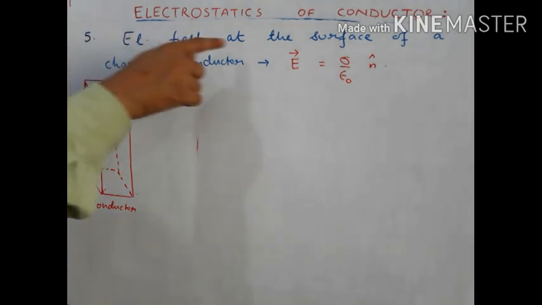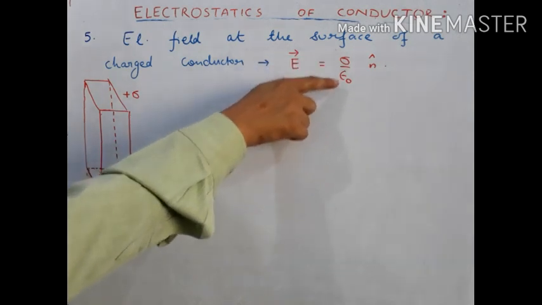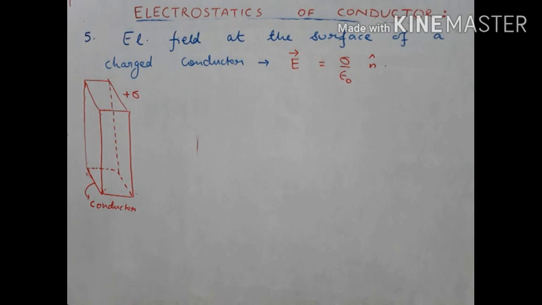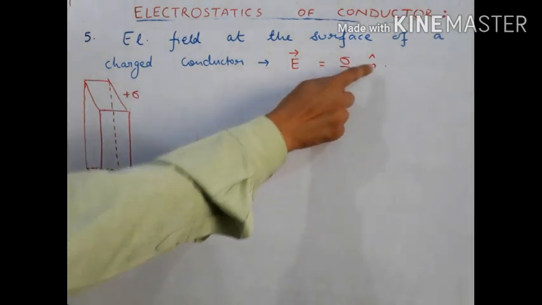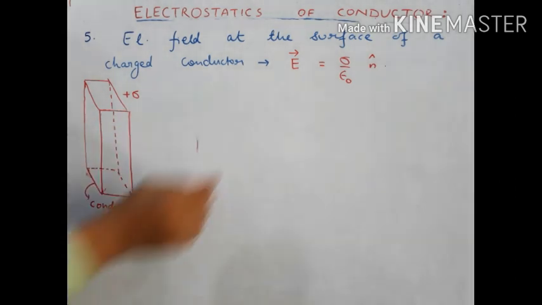It says the electric field at the surface of a charged conductor is given by this particular formula, sigma by epsilon naught, and in vector notation we use n cap, where n cap is unit vector normal to the surface of the conductor. We have already talked about direction. Let us see how to calculate this particular value.